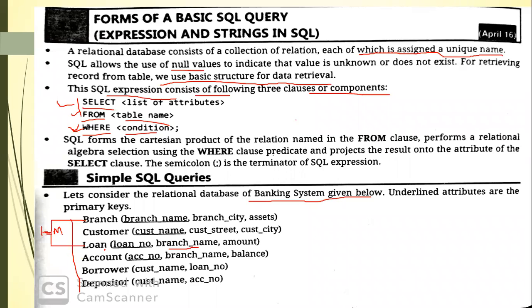Then next thing is loan, then amount, then we consider the account. Now here account number, branch name and balance, we can also consider these relations. That is a single branch having many accounts, that is one to many type of a relationship.